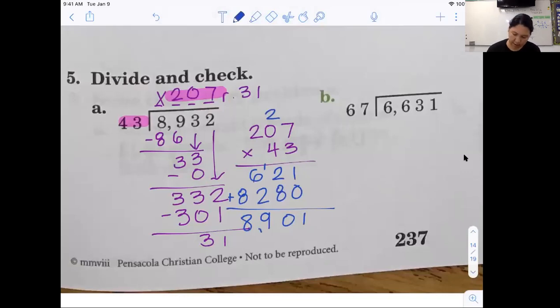8,901 plus 31. What do we get when we add our 31? I'm going to do it under the letters there because it's kind of hard to see. Yep, it matches. 8,932 matches 8,932. Okay.